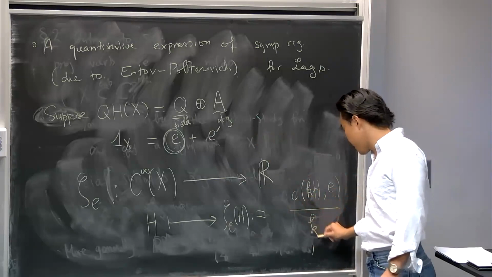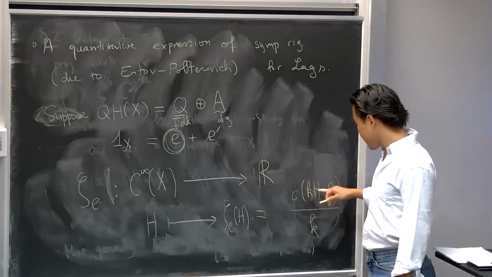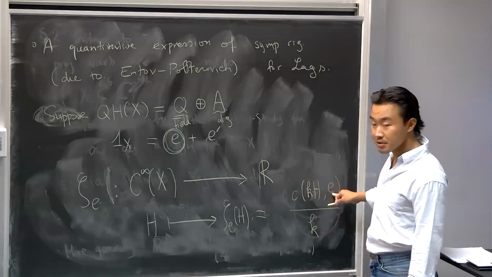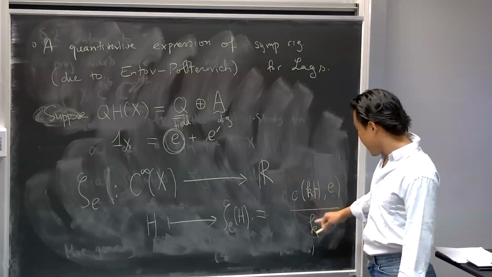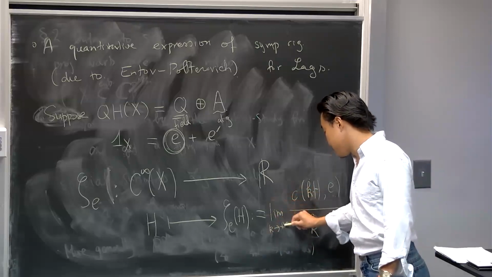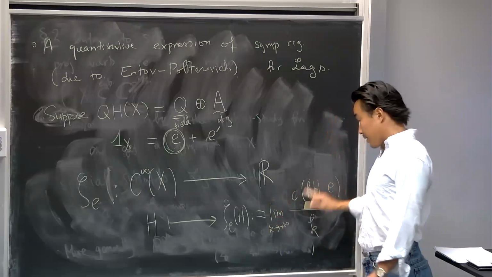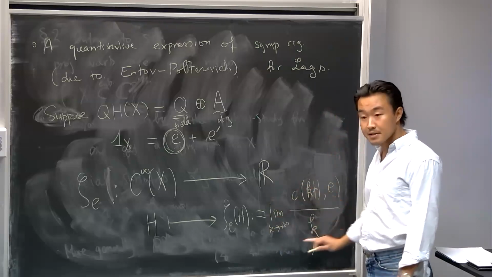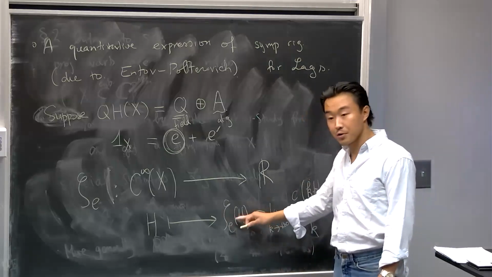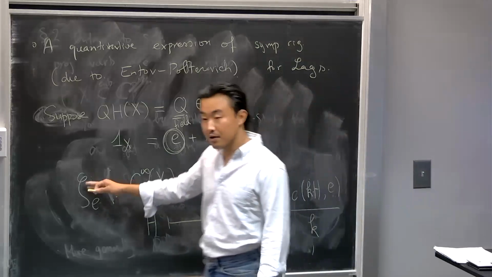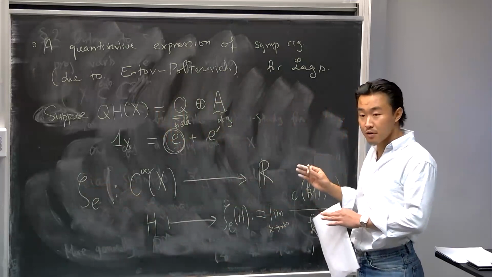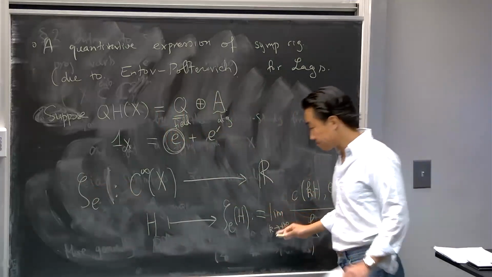And I look at the asymptotics. I look at the spectral invariant of K times H with this fundamental class E, and divide it by K, and look at its limit, okay? Then it turns out that this limit exists, and that will give you a real number, and that is how the function zeta is defined. So this function comes from Floer theory, and it's a real number, okay?